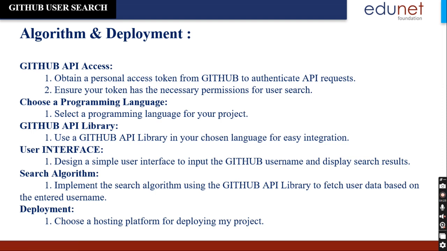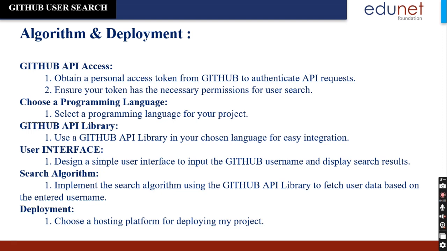Now the algorithm and deployment. Here we are using the algorithm like, first step, we go to the GitHub API access. Now obtain a personal access token from GitHub to authenticate API requests. Ensure the token has the necessary permissions for user search.